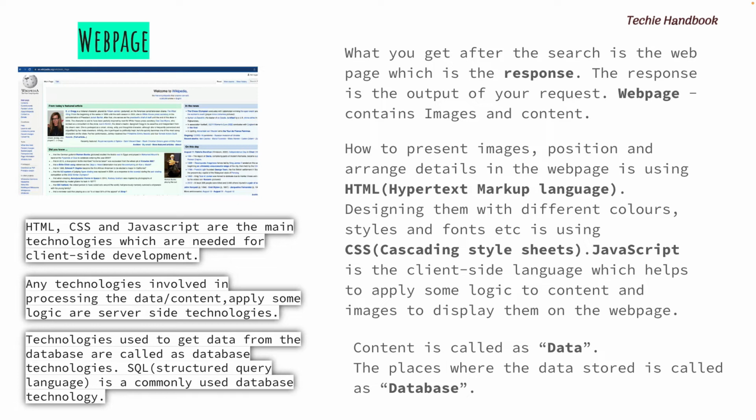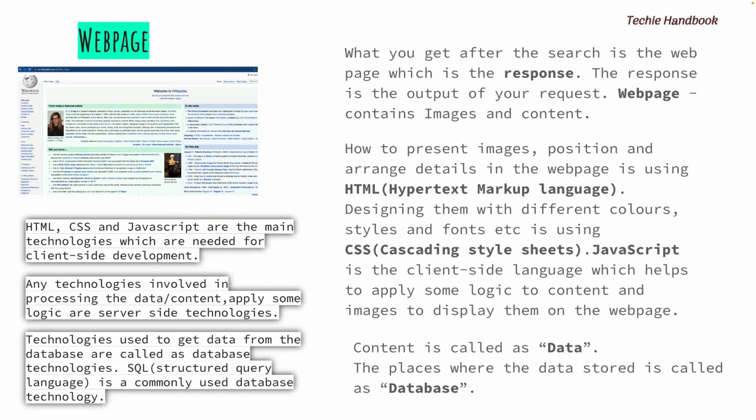The technology used to present content in a desired form is called HTML. And designing it with different colors, styles and fonts is all done using Cascading Style Sheets, which is called CSS.